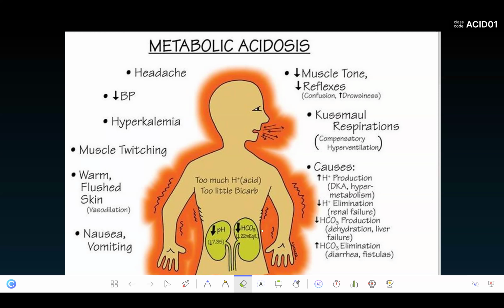Elimination, which we can have in renal failure, we have decreased elimination, and we can have decreased bicarb production due to dehydration and liver failure, or we can have way too much bicarb elimination due to diarrhea, fistulas, and issues like that. Too much acid and too little bicarb is the main problem here.